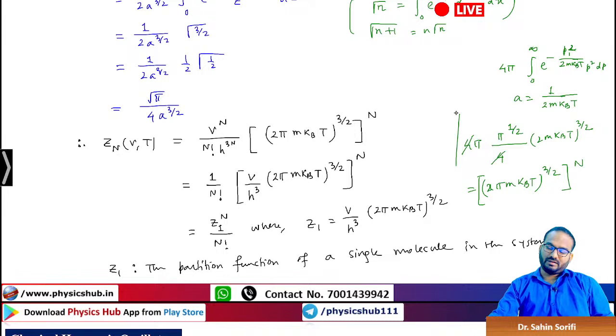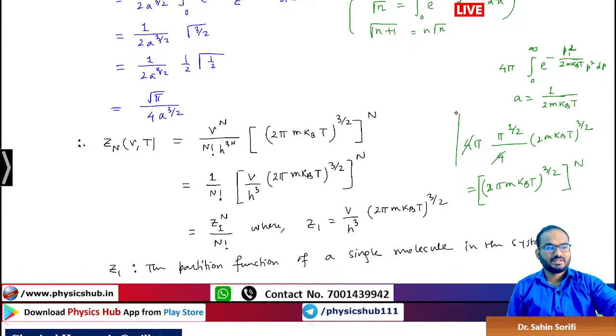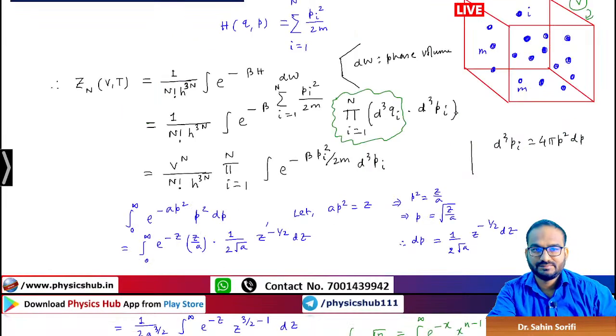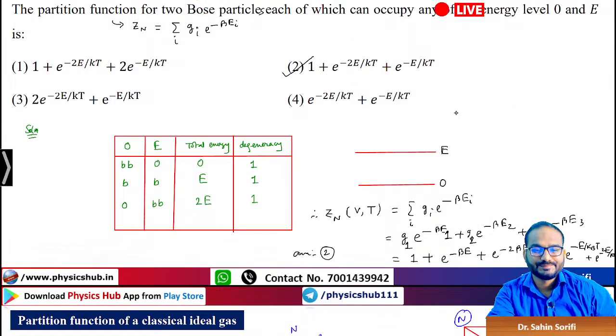Is it clear or not? Whatever we have derived here, is everything all clear? So this is the case of classical ideal gas, right?